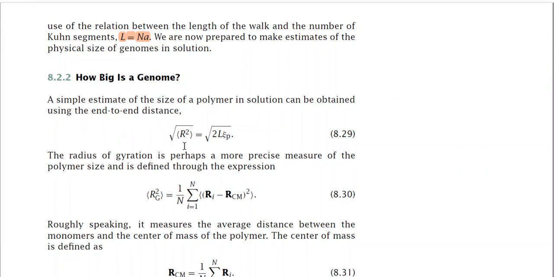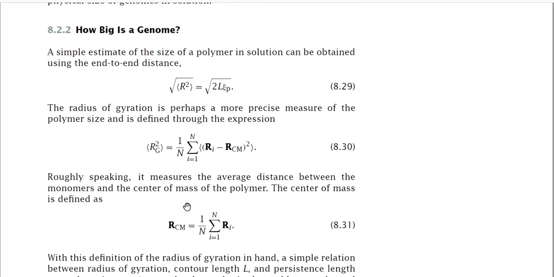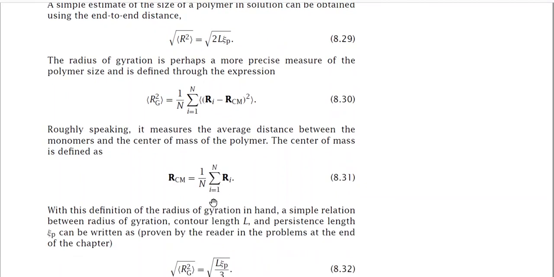But now we will discuss an important parameter which we have read in mechanics classes, that is the radius of gyration. So what is the radius of gyration? The radius of gyration is perhaps a more precise measure of the polymer size and is defined through the expression rg square is equal to 1 by n sum of ri minus rcm square. Roughly speaking, it measures the average distance between the monomers and the center of mass of the polymer, where the center of mass rcm is defined as 1 by n sum from i equal to 1 to n of ri.